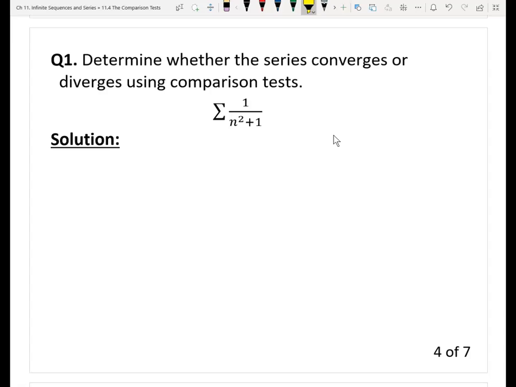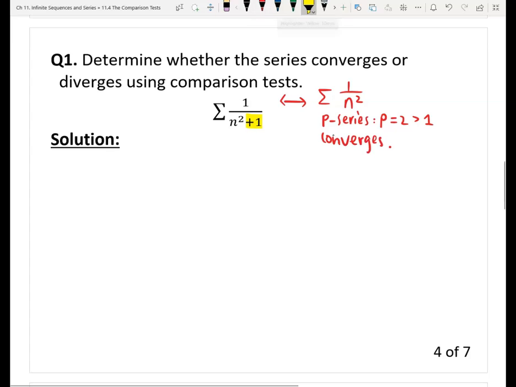Imagine n approaching infinity. How about this one? This one just does not make any sense, so you can simply delete it. If we delete this one, we get a comparable series, which is 1 over n squared. This is the series we are going to use. This is a p series, definitely, and p equals 2, which is greater than 1. Therefore, this p series converges.